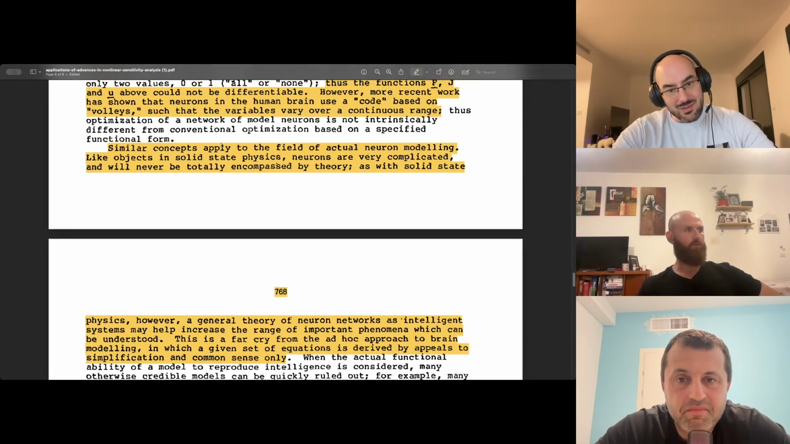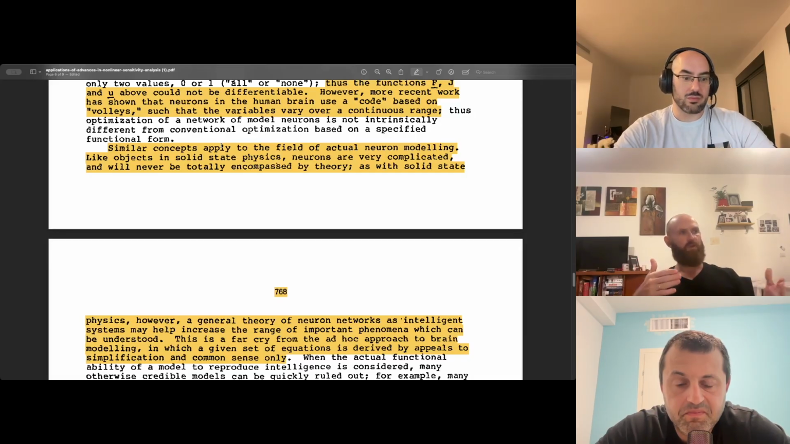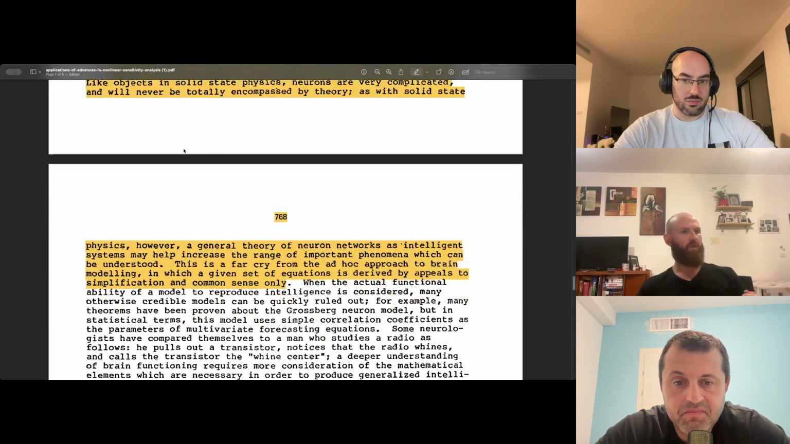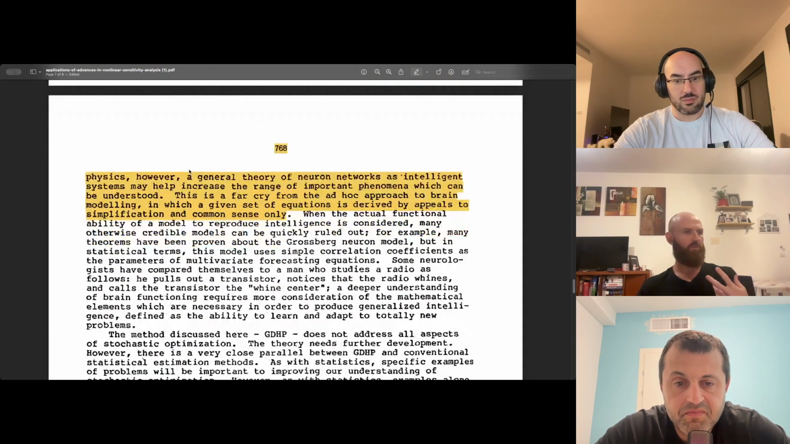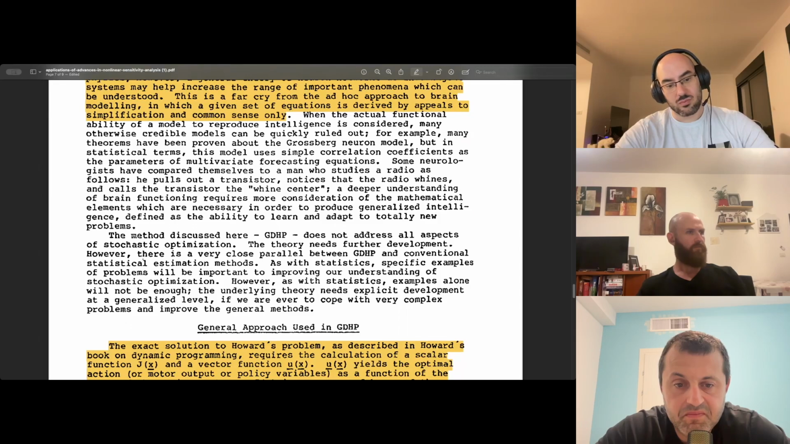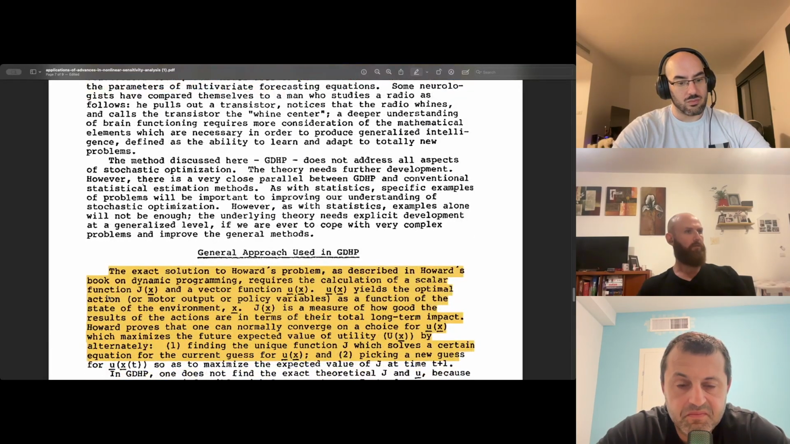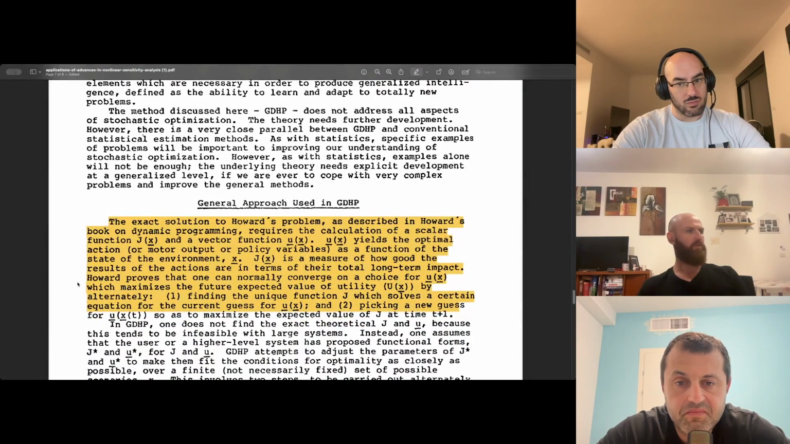He talks about how prior research on neurons or perceptrons assumed they are binary, but now in his time, the late 70s, they understand it could be continuous, and that in a sense was his motivation to develop the method. And he says the method discussed here, the GDHP, does not address all aspects of stochastic optimization, and the theory needs further development. So at least he's saying that.